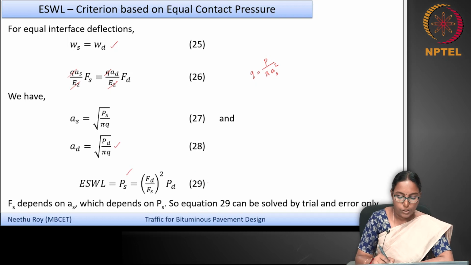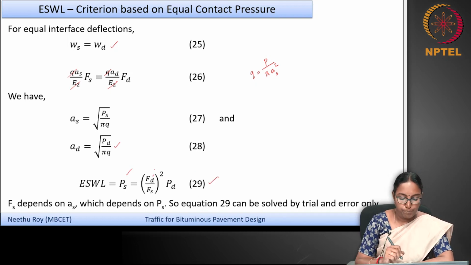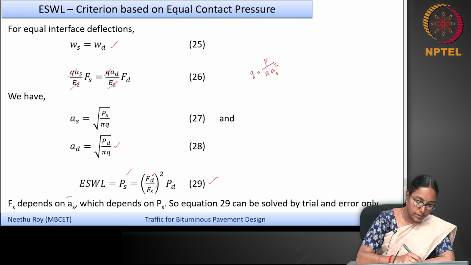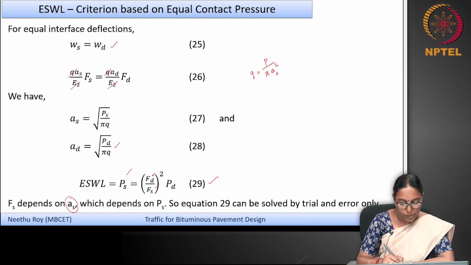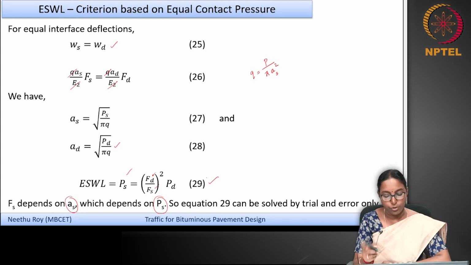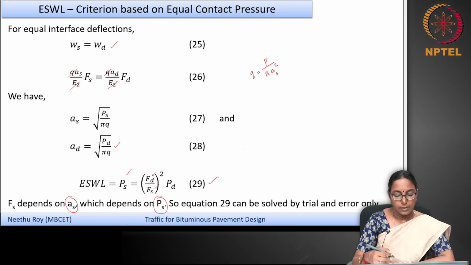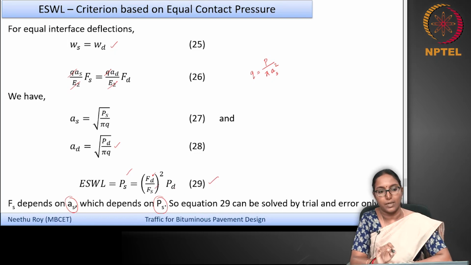Now, how can you solve this equation? Because you have to get the deflection factor for the dual wheel and the deflection factor for the single wheel. But the problem is that for the single wheel, the deflection factor depends upon AS, which in turn depends upon PS, because to get the radius of contact of the single wheel, you need to know the equivalent single wheel load. So this can be solved only by trial and error.